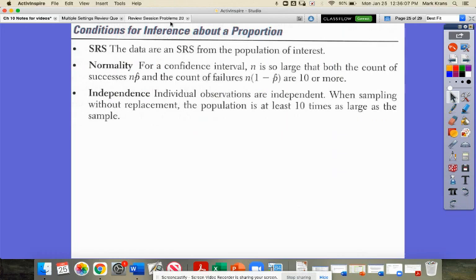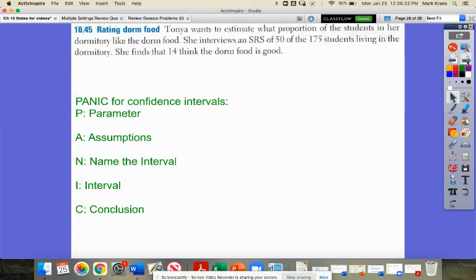Same old conditions. It needs to be a simple random sample. Normality: we're not worried about central limit theorem, robustness, all that stuff, because we know that a binomial distribution is going to be relatively normal when np and nq are 10 or more. And independence: most of the time we're sampling without replacement, so we need a population 10 times as large. That's what we call the 10% rule. So let's do a quick example.